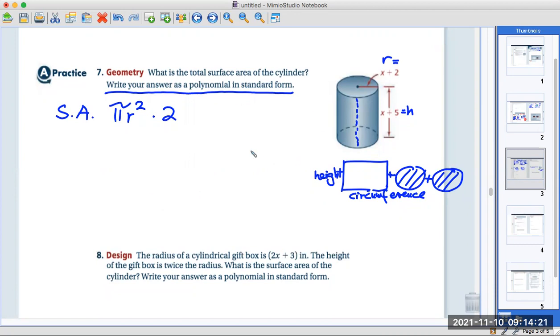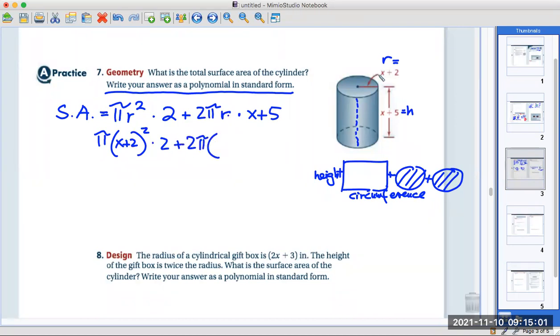Let me finish up with the surface area. So these are the two circles, right? Pi r squared times 2. And then we have to add this rectangle. So the circumference is 2 pi r. And then the height is x plus 5. Whoa, this looks really complicated, doesn't it? But we know the radius is x plus 2, so I'm going to plug that in. And then squared, and then times 2. And 2 pi r, we know that the radius is x plus 2.